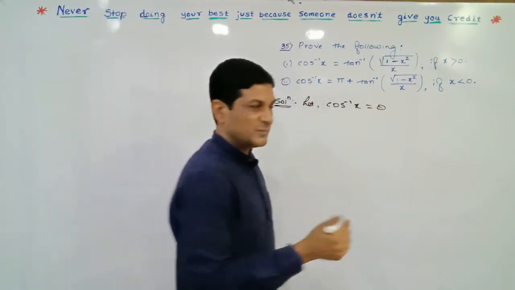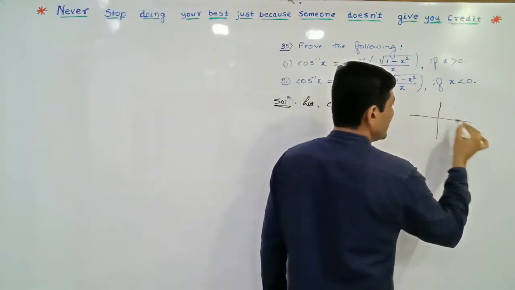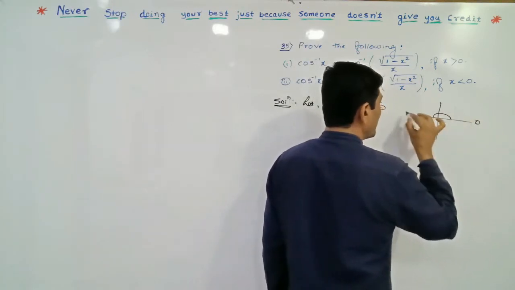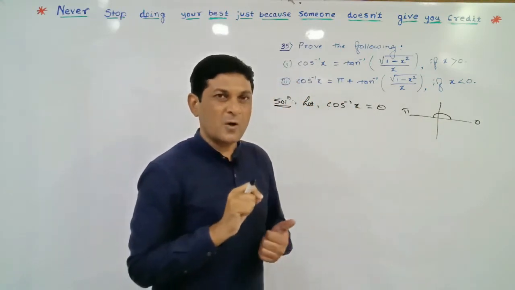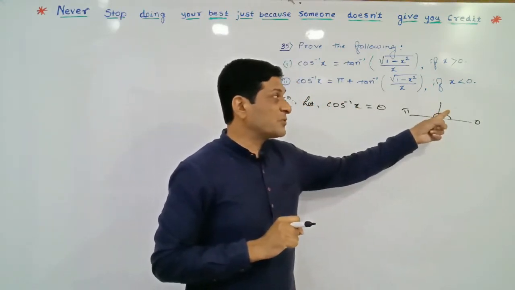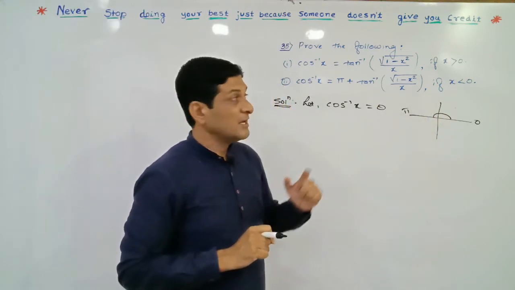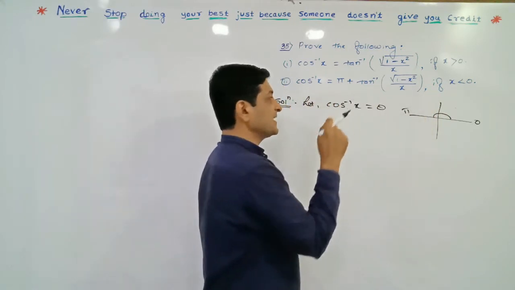Now theta is the value of cos inverse of x, which means it lies in its range. Its range is from 0 to pi. 0 to pi is the range of which inverse trigonometric function? Cos inverse. 0 to pi means first quadrant and second quadrant. But now what is the given condition? x is greater than 0.